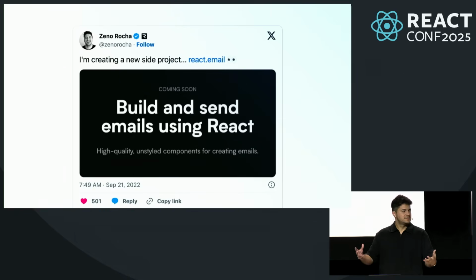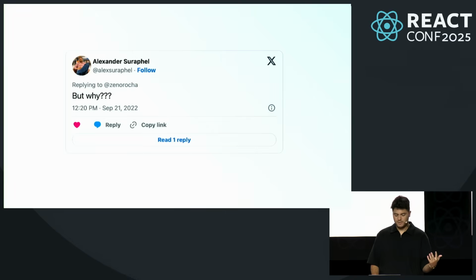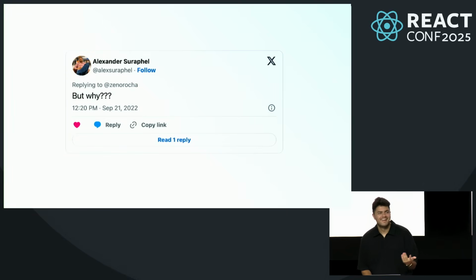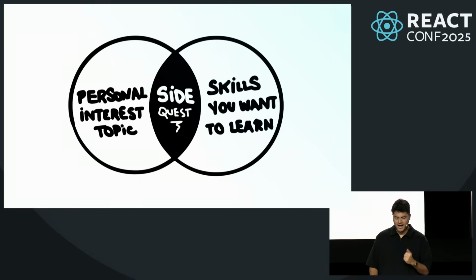So as an engineer, what do you do when you have an idea? You buy a domain, and then you tweet about it. So that's what I did. I said, hey, I'm building a new side project. There was no website. There was nothing there. Check it out, react.email. And of course, the first reaction was, but why? And that's an actually valid question, why?